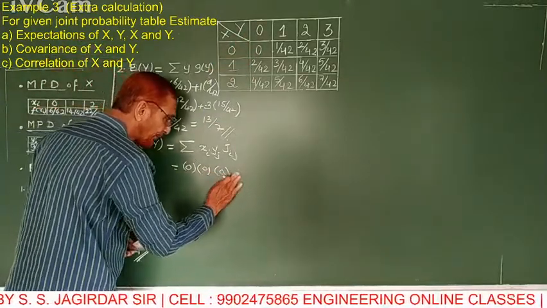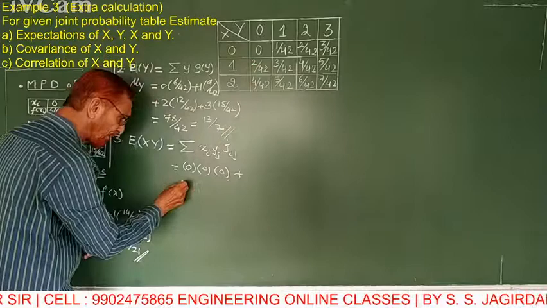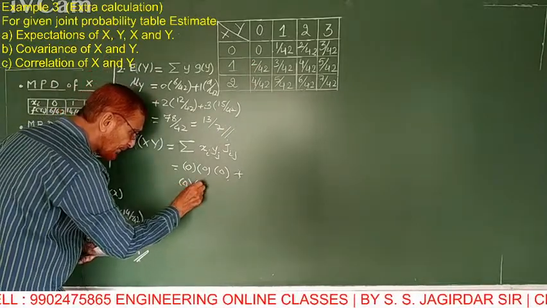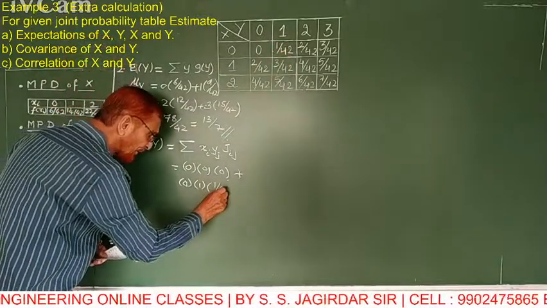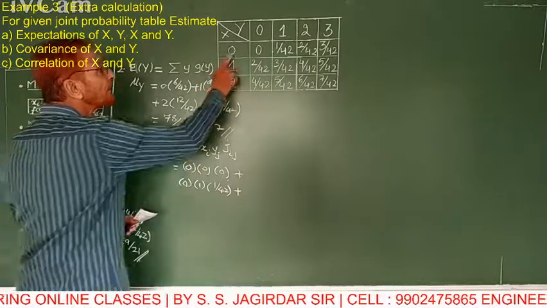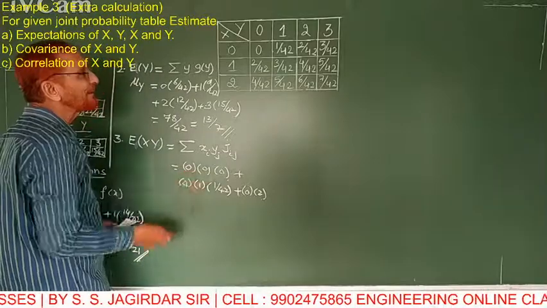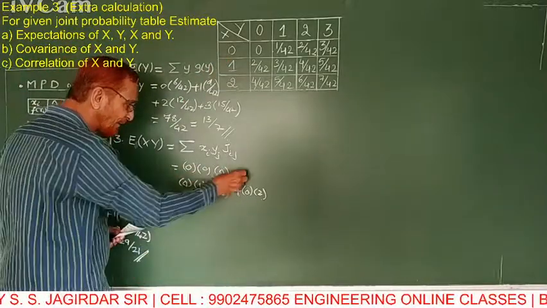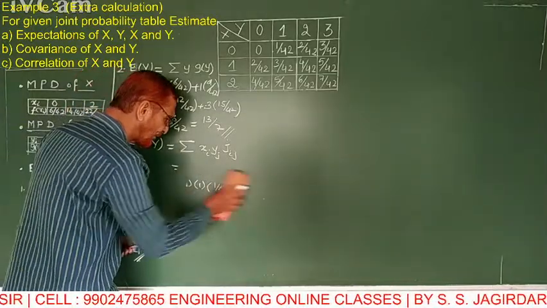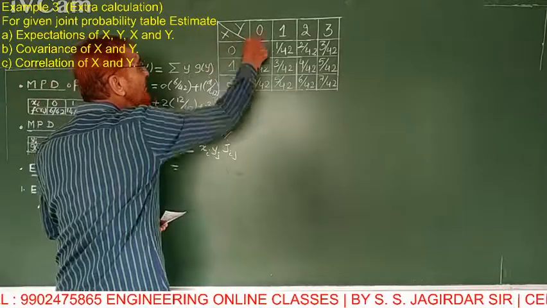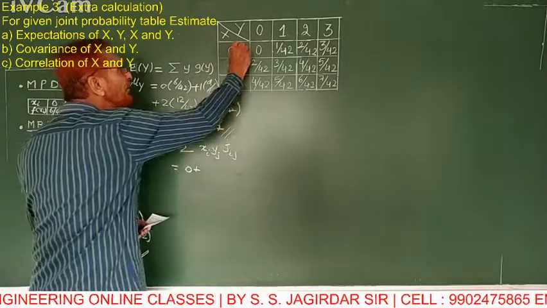Plus next with 0, it is 0 and 1. So it is 0 into 1 into the joint probability of 0 and 1, which is 1 upon 42. Plus 0 and 2, 0 into 2. So I need not worry because everywhere 0 is there. So its answer will be 0 only. So I will take up this as 0. You have understood? So I will put directly 0 into 0, 0 into 1, 0 into whatever you take, its answer is 0. So with 0 we have covered.